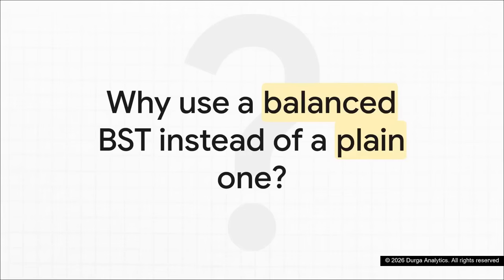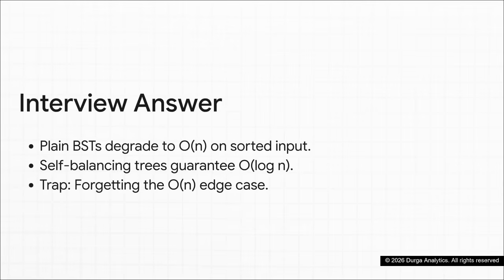Before we wrap this up, let's talk about how this applies to your career and interview prep. This specific concept comes up constantly in top-tier technical interviews. A classic question you'll hear is, why use a balanced BST instead of just a plain one? To absolutely nail this question, your model answer needs to highlight that a self-balancing tree restructures itself to guarantee worst-case O(log n) operations, completely regardless of the input data.